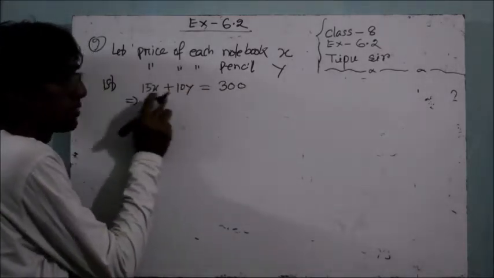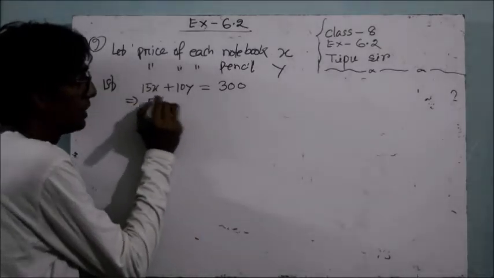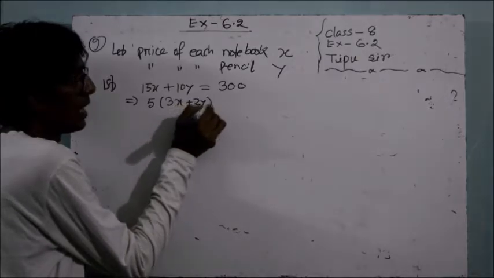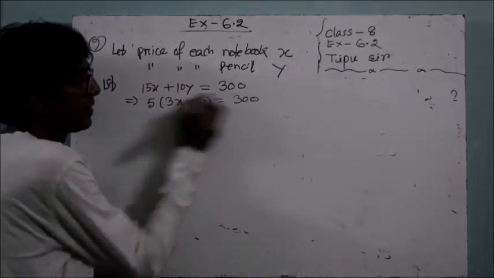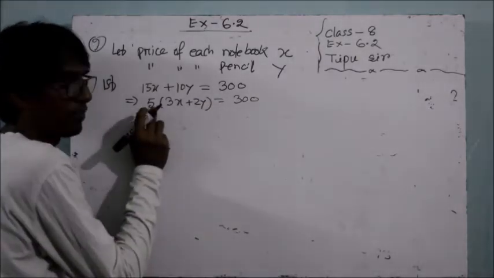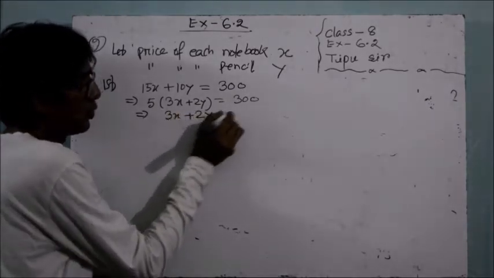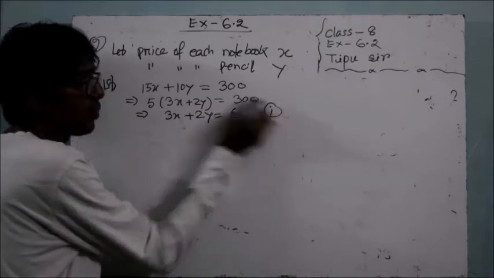You can make here common term 5. If you take common term, then 3x plus 2y is equal to 300, or if 5 is divided there, then it will be 3x plus 2y is equal to 60. This is equation number 1.